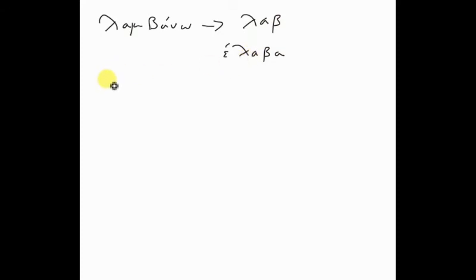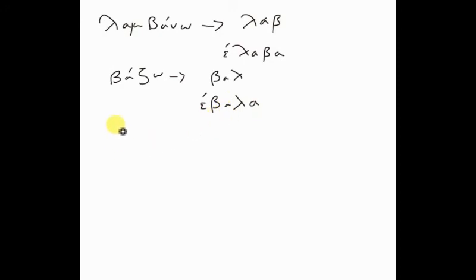Another example, we have βάζω, which means I put. The aorist stem of βάζω is βαλ. So we tack on our first person singular ending. Alpha is short, accent goes on the antepenult. The antepenult doesn't exist. The aorist is a secondary sequence of tenses. Et voilà.